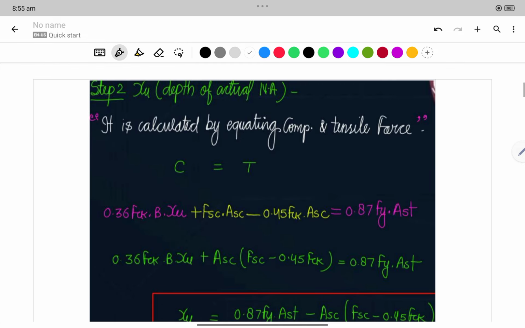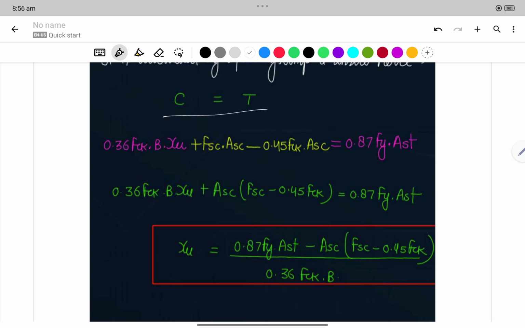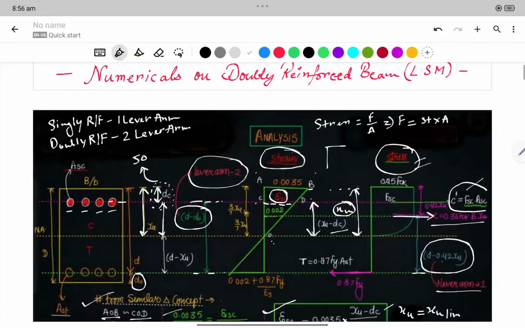So here also we will calculate XU. The limiting values will be the same, but the XU formula changes here. We are equating compression equal to tension, because in the neutral axis both will be the same. For the compressive strength of concrete we get 0.36 FCK B into XU, plus FSC into ASC. This part is the force for the steel.